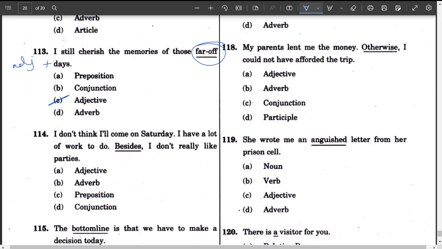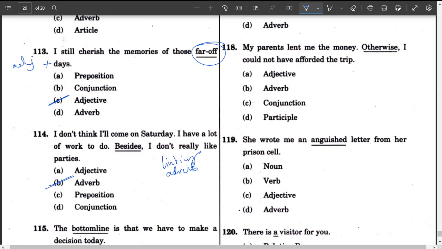Besides, that means along with that. Okay, so what we can use here, along with that combination, this is a linking word. This is a linking adverb here. Okay, besides in the sense of along with this thing. Along with this work, I also really have, besides I don't really like parties. Along with this, I don't really like parties. So that is a linking adverb you can use.